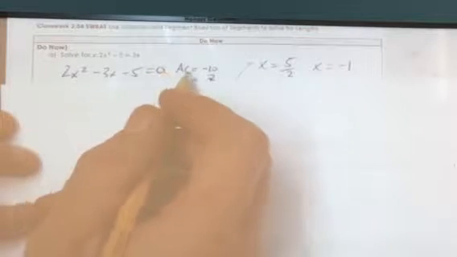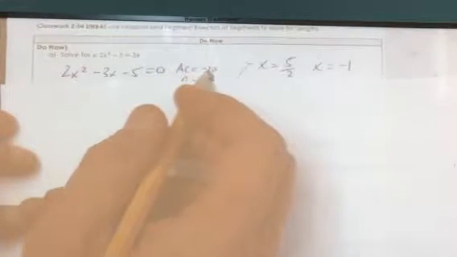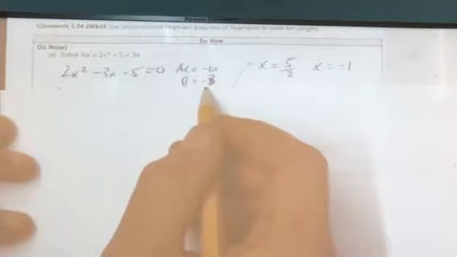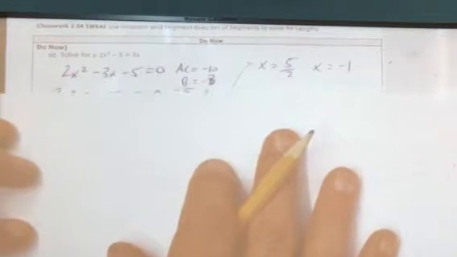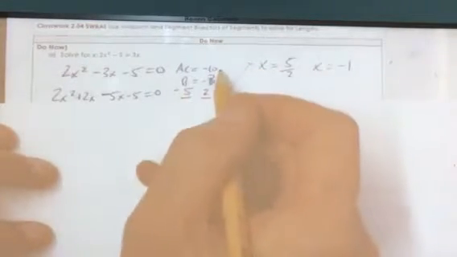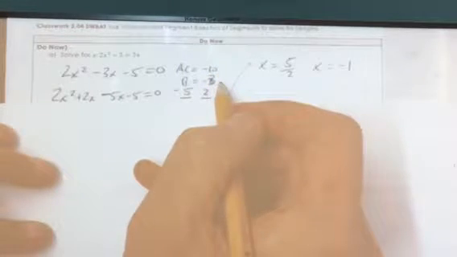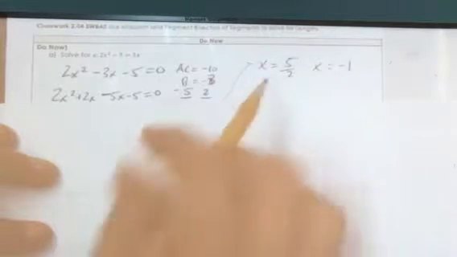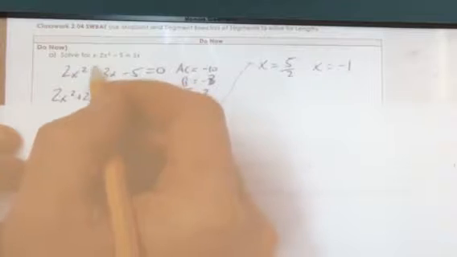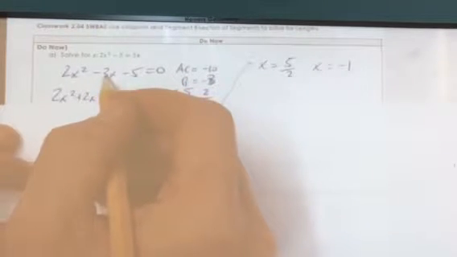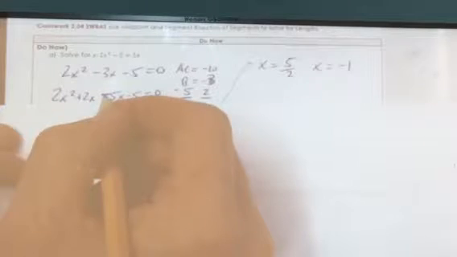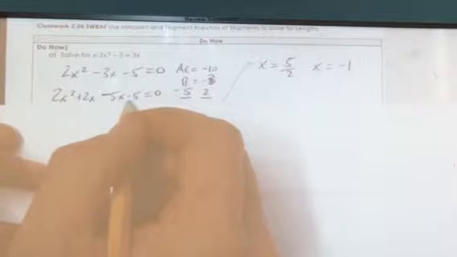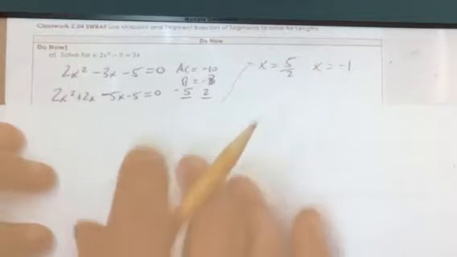Now we see that AC is 2 times negative 5, which is negative 10. We see that B is negative 3. That says B equals negative 3. So now we're looking for numbers that will multiply to negative 10 and add to equal negative 3. Those numbers are negative 5 and 2. So now we can write this quadratic, breaking up our B of negative 3x into plus 2x and minus 5x. So we have 2x squared plus 2x minus 5x minus 5 equals 0.